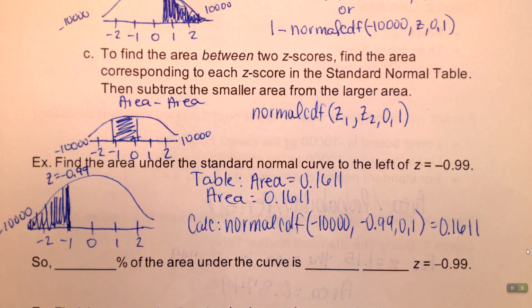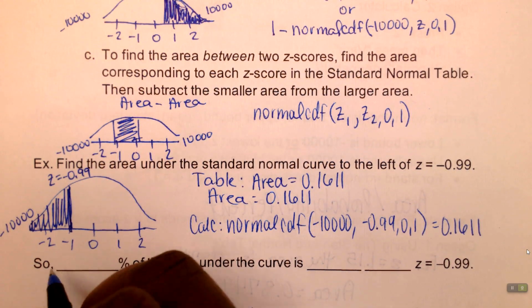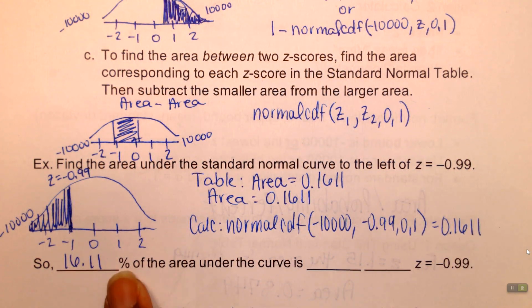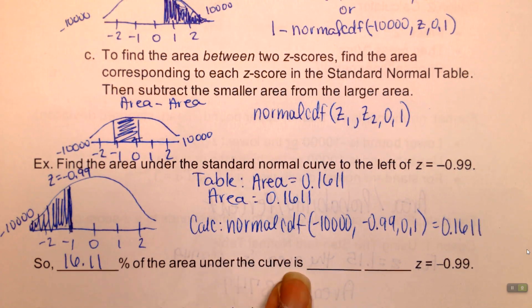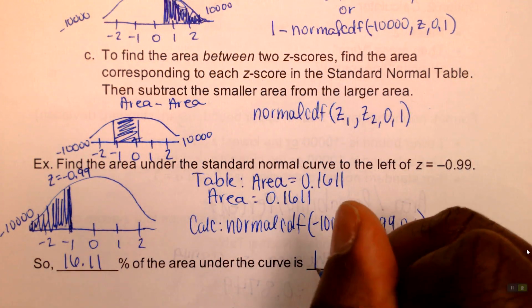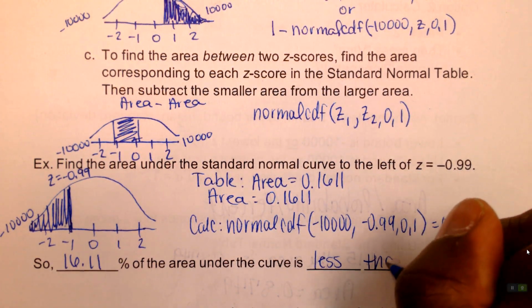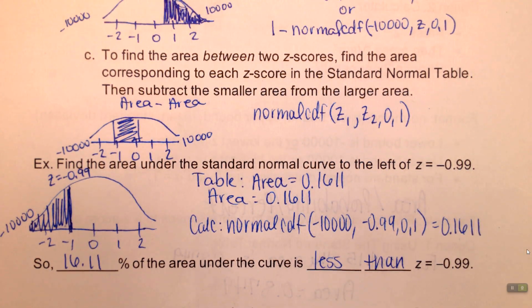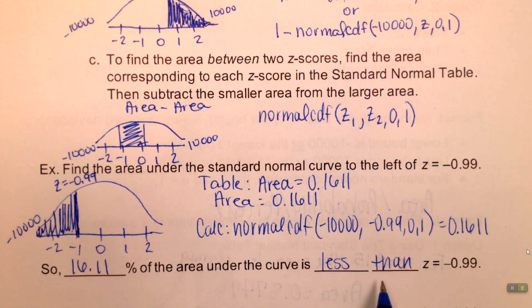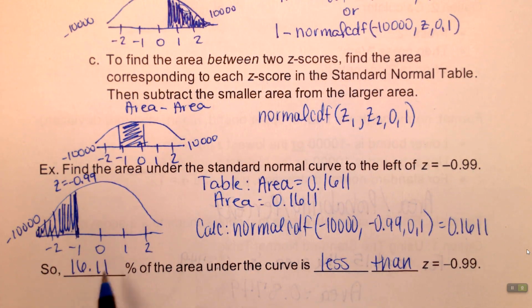So just in case they ask you to interpret, or just in case they want you to know what it looks like, or what does this mean. So 16.11, remember, all we want to do is change our answer to a percentage if they want us to interpret as a percentage. So 16.11% of the area under the curve is, we're looking at either greater than or less than. So this is less than because it's left. Less than z equals negative 0.99. If it was greater than, then it would be greater than. If it was two z's, it would be in between.